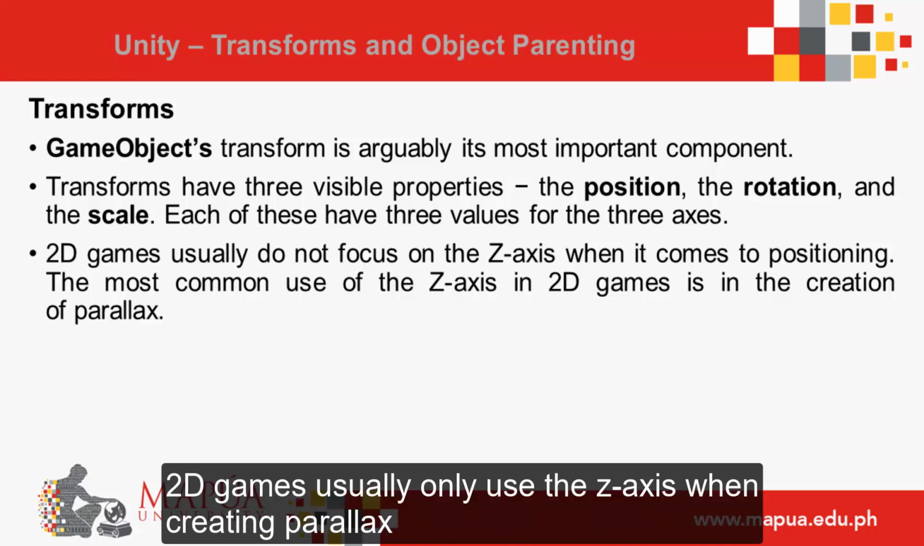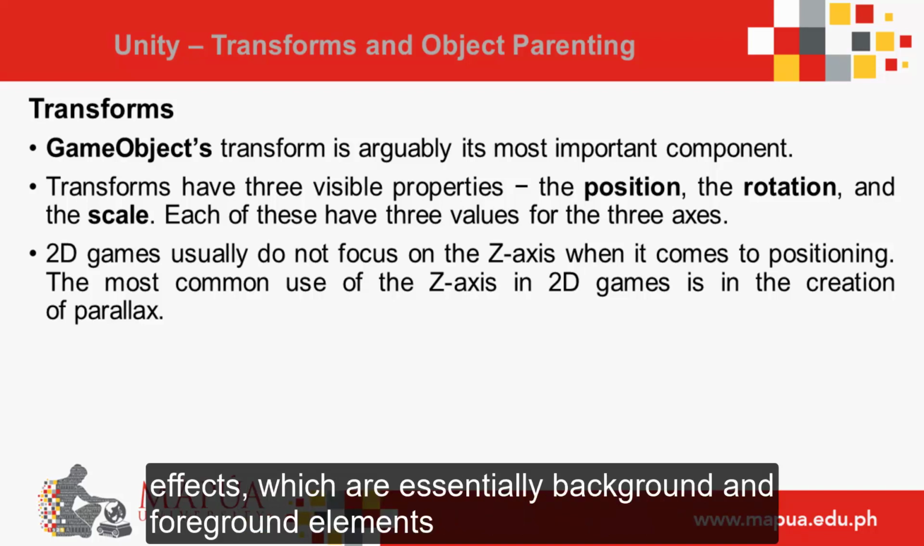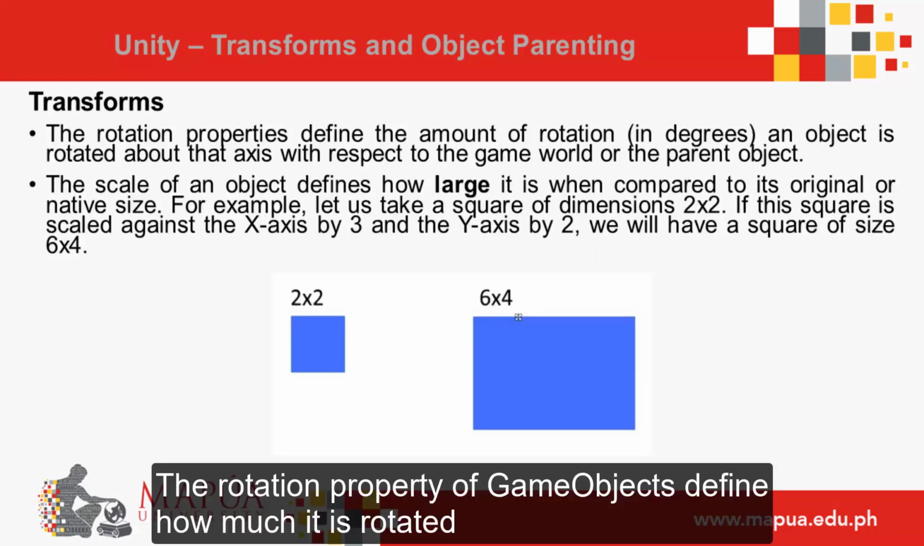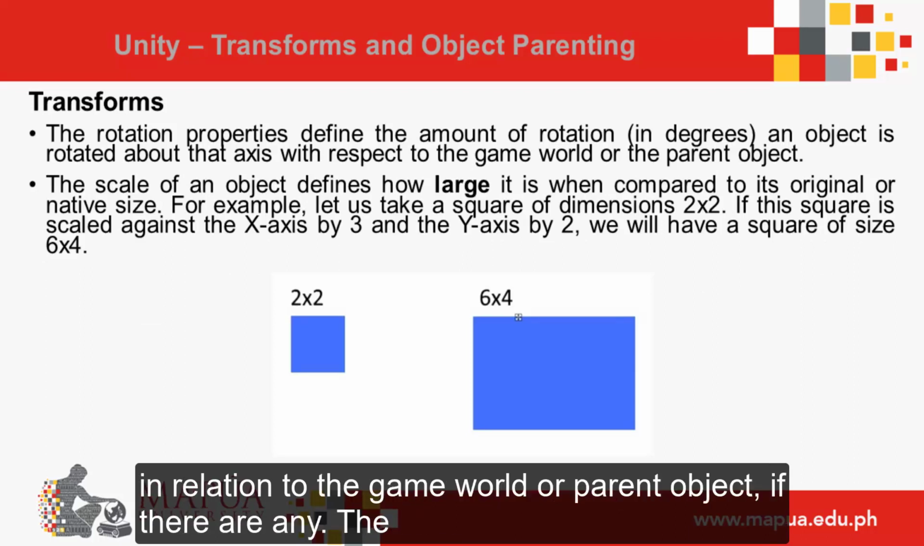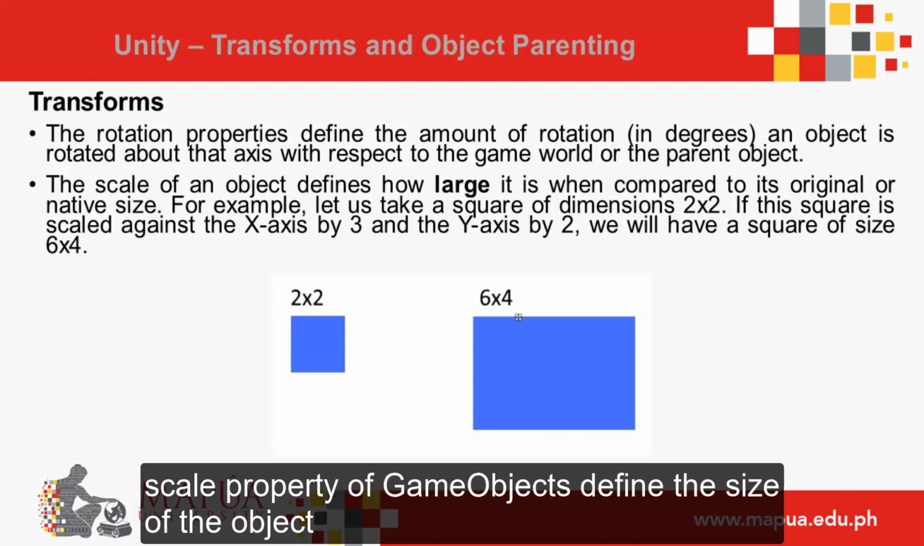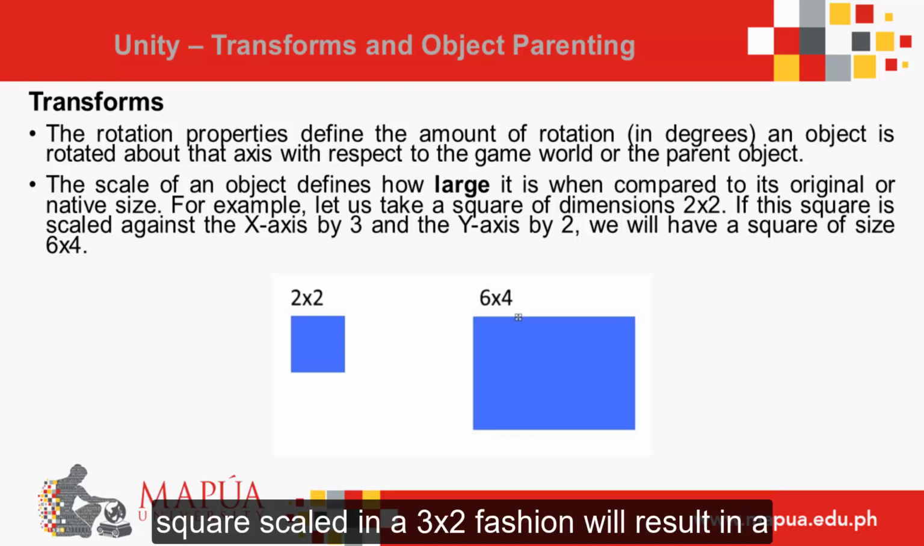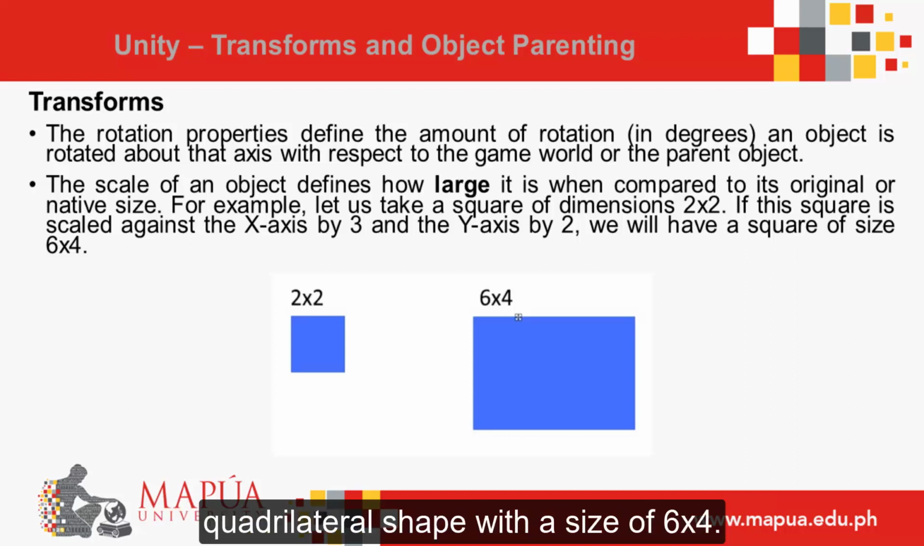2D games usually only use the z-axis when creating parallax effects, which are essentially background and foreground elements moving at various speeds. The rotation property of game objects define how much it is rotated in relation to the game world or parent object, if there are any. The scale property of game objects define the size of the object in comparison to its native size.